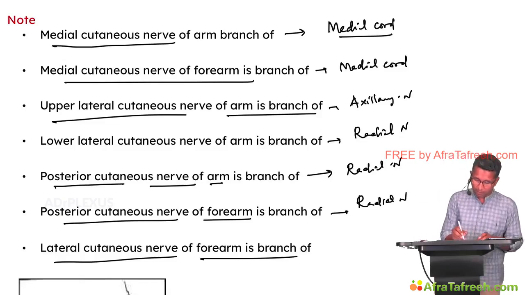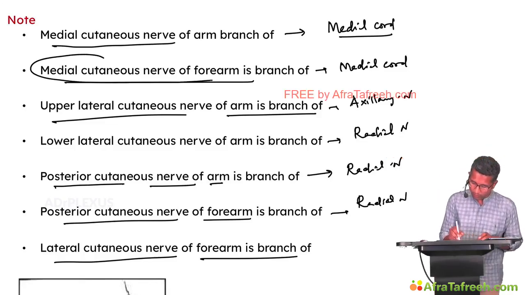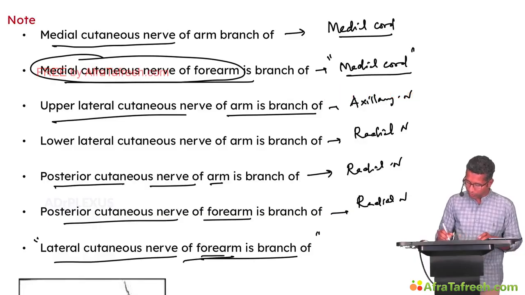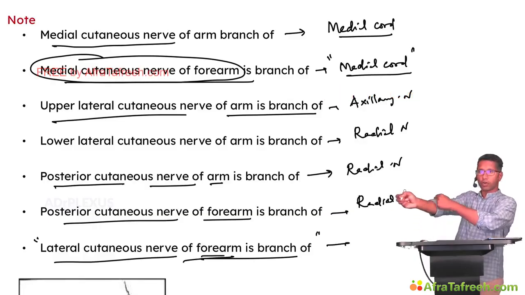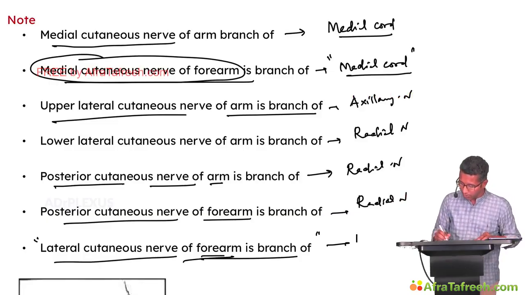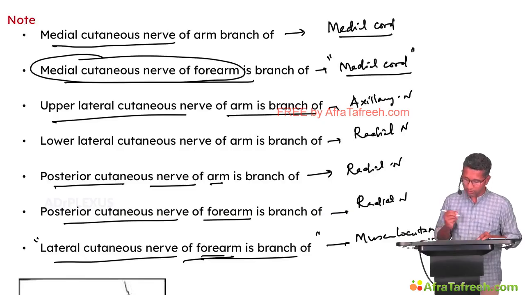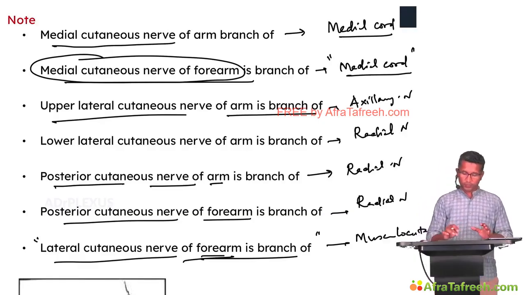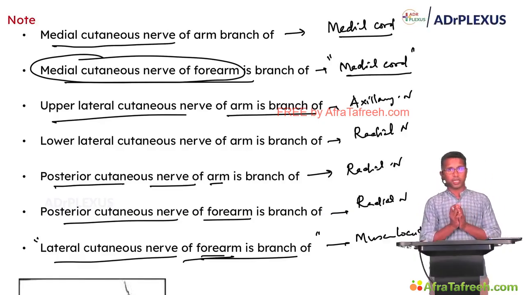See, if you see here, medial cutaneous nerve of forearm is a branch of medial cord of brachial plexus, whereas lateral cutaneous nerve of forearm is a branch of musculocutaneous nerve. The lateral side of the forearm is supplied by musculocutaneous nerve. Okay, fine. So with this we are done with the parts of the brachial plexus.